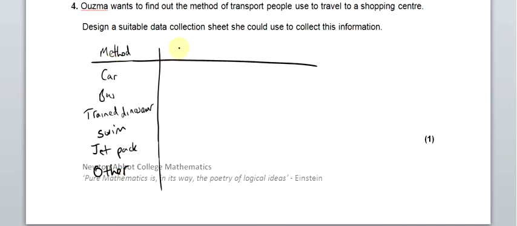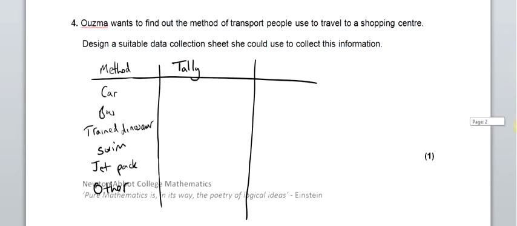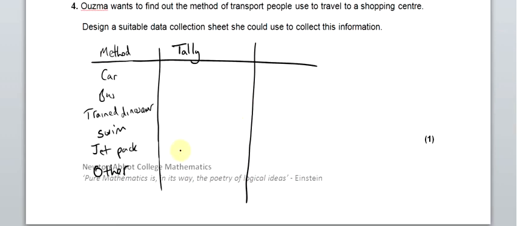Right, method. And then you'd have a tally, wouldn't you? So as you're going around the shopping centre and you say, excuse me sir, could you tell me how you got here? And they say, well, I used my jetpack. You'd be able to put a tally there, and they say, no, I swam today, a nice day for a swim. Okay, and you put tallies there. And finally you'd have frequency, which you'd use at the end of the day when you had all of your stuff on there, and you'd write down the frequencies. Okay, so that's easily 1 mark.